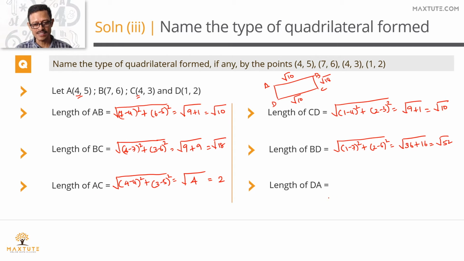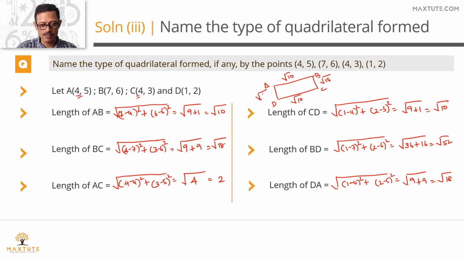Let's compute the last side, which is DA. For DA, we're going to be using coordinates of points A and D. (1 minus 4) the whole square plus (2 minus 5) the whole square. 1 minus 4 is minus 3. Square of minus 3 is equal to 9. 2 minus 5 is minus 3. Square of minus 3 is again 9. So this is equal to root 18.